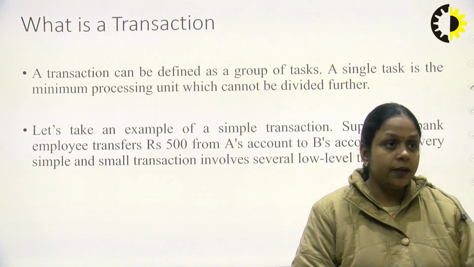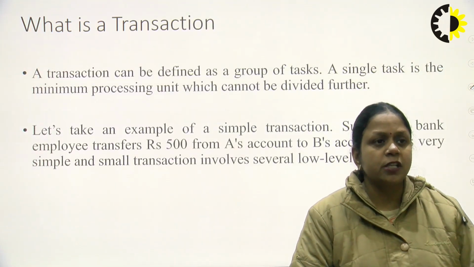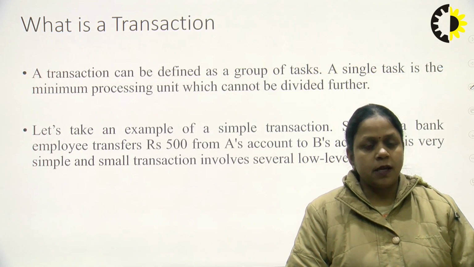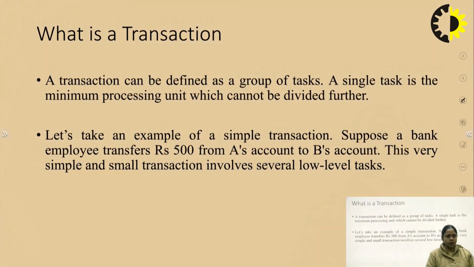So we will start with the definition of transaction. A transaction can be defined as a group of tasks. A single task is the minimum processing unit which cannot be divided further. Okay, so what is the meaning of transaction? A transaction is a set of operations. For example, there are two accounts. The first account name is A and the other account name is B. Account A has 500 rupees and account B again has 500 rupees. Now A wants to transfer 100 rupees from A to B.